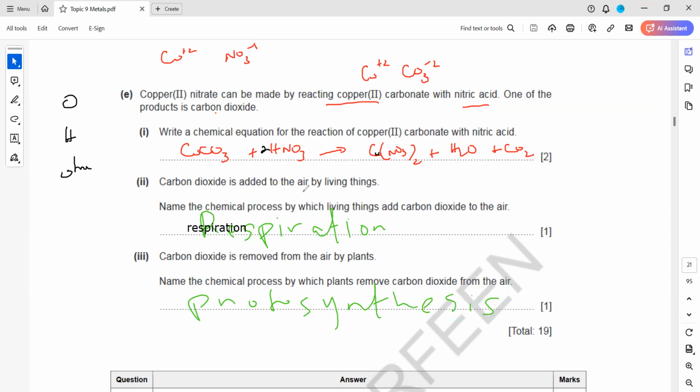The carbon dioxide is added to air by living things. Name the process, that is respiration. And how it is removed by the plants, that is by the process of photosynthesis.